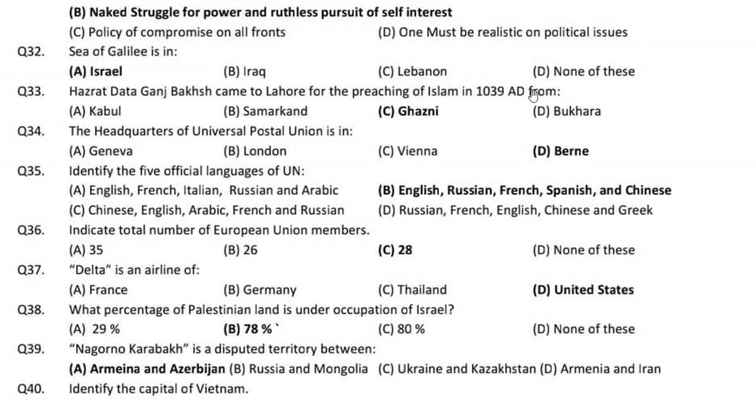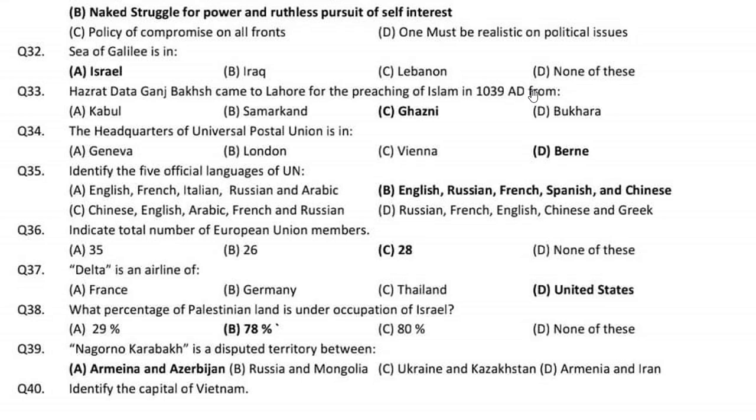Option D, Bern. Identify the five official languages of UN. Option B, English, Russian, French, Spanish, and Chinese. Indicate the total number of European Union members. Option C, 28. Delta is an airline of? Option D, United States. What percentage of Palestinian land is under occupation of Israel? Option B, 78%.